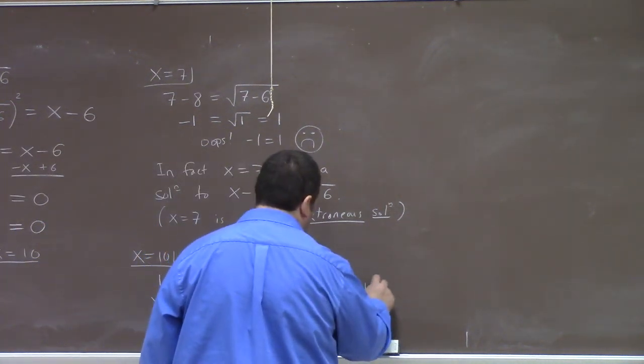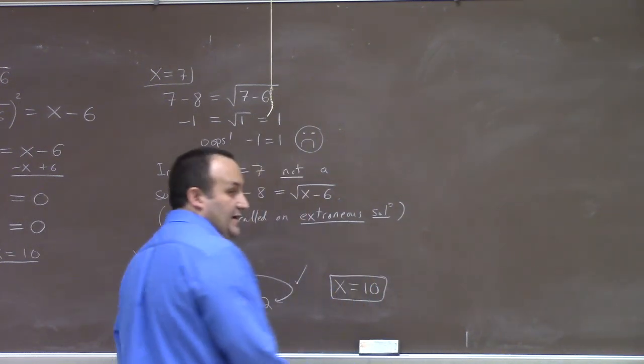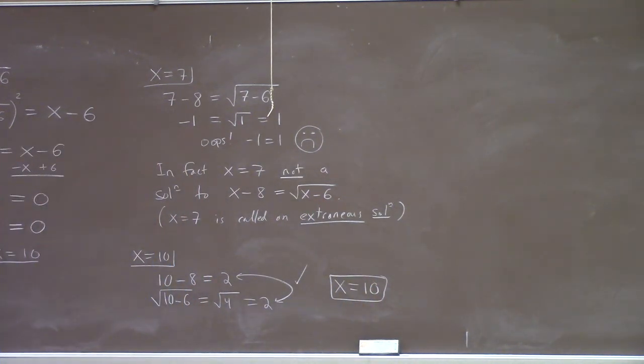So you go with the 10, and the 7 you just kind of throw out. And so how did that happen? How did we get an extra solution?